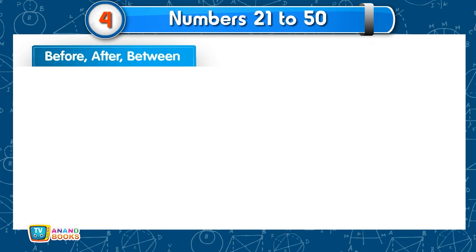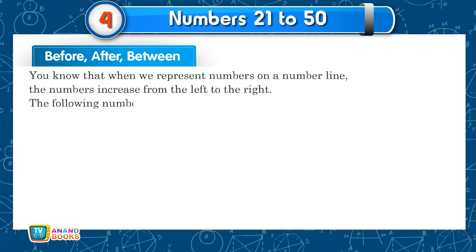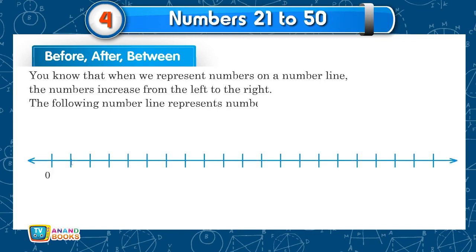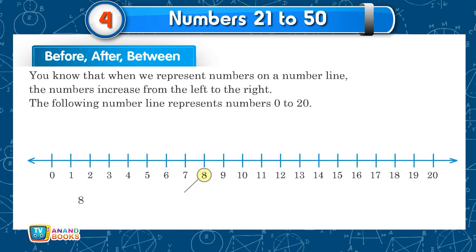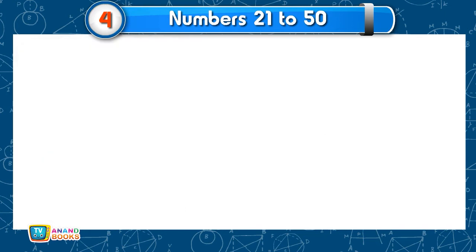Before, after, between. You know that when we represent numbers on a number line, the numbers increase from the left to the right. The following number line represents numbers 0 to 20. 8 comes just before 9. 9 comes between 8 and 10. 10 comes just after 9.